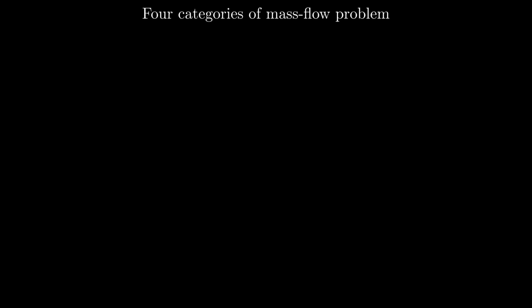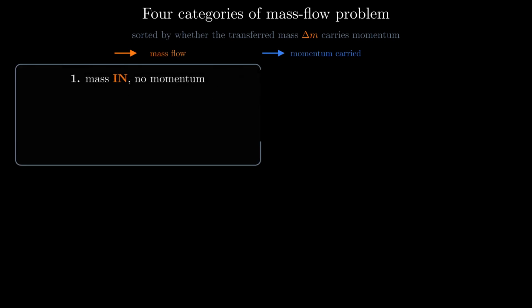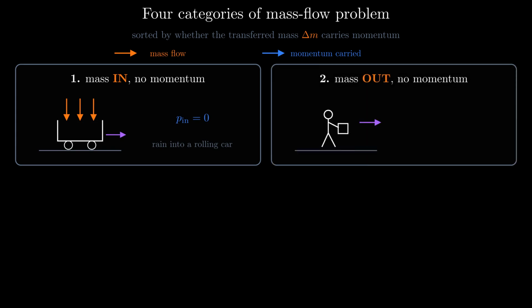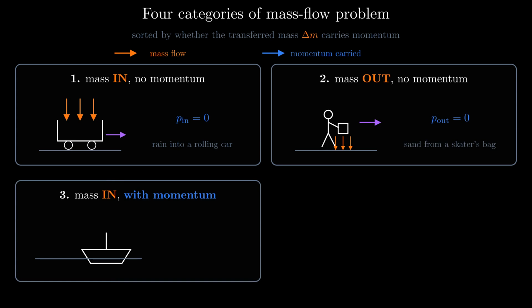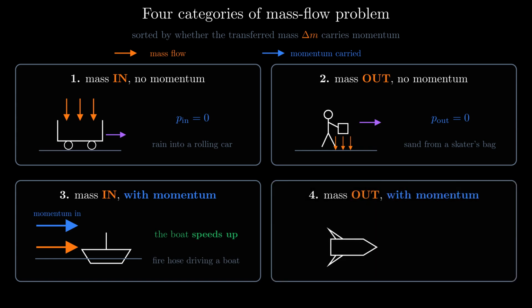Every mass flow problem falls into one of 4 categories, sorted by whether the transferred mass delta m carries momentum. Category 1. Mass flows in but brings no momentum. Rain falling into a rolling car. Category 2. Mass flows out but takes no momentum with it. Sand leaking from a gliding skater's back. Category 3. Mass flows in and carries momentum, impelling the object. A fire hose driving a boat forward. Category 4. Mass is ejected and carries momentum away, so the object recoils. Fuel leaving a rocket. We take these one at a time.